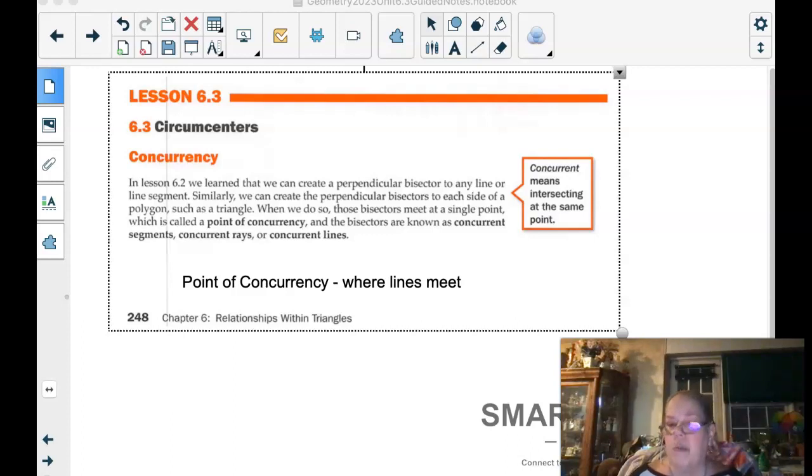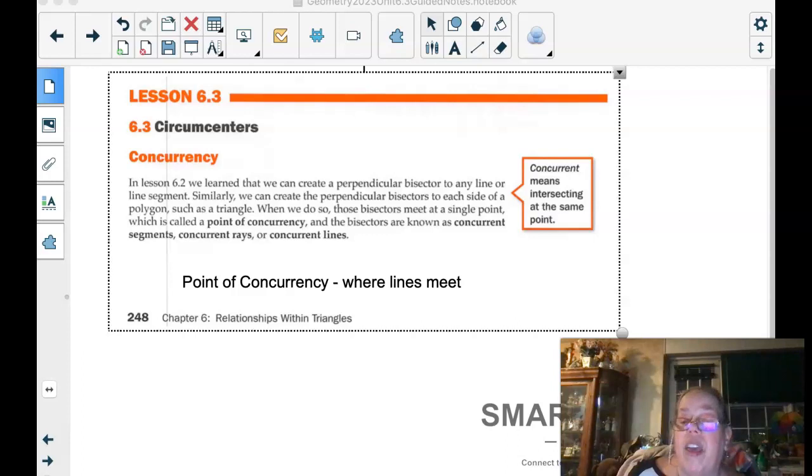Okay, concurrency, which we just said, a point of concurrency is where the lines meet. In lesson 6.2, we learned that we can create a perpendicular bisector to any line or line segment. Similarly, we can create the perpendicular bisectors to each side of a polygon, such as a triangle. When we do this, these bisectors meet at a single point, which is called a point of concurrency.